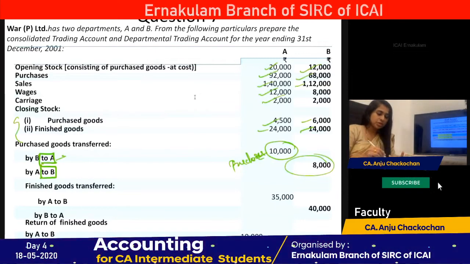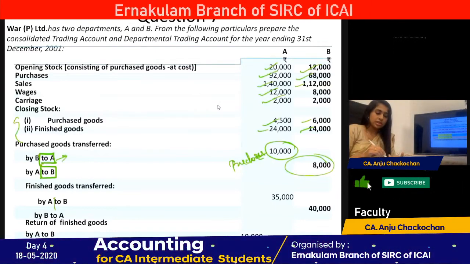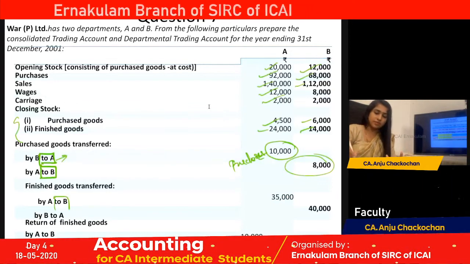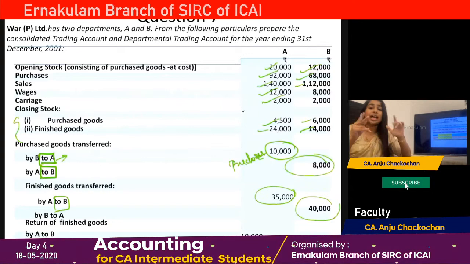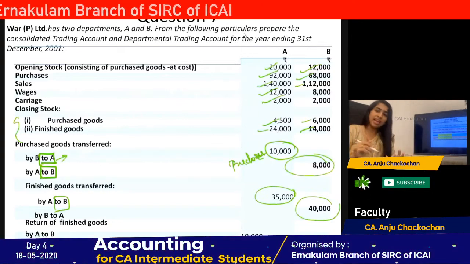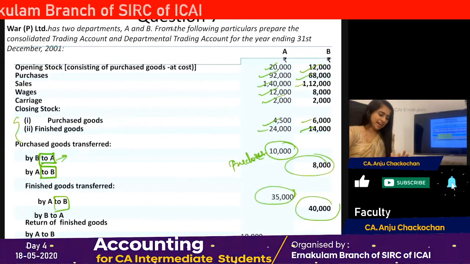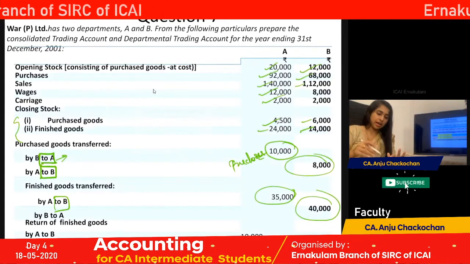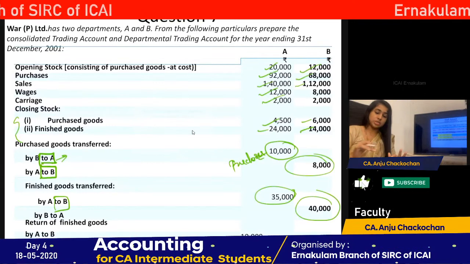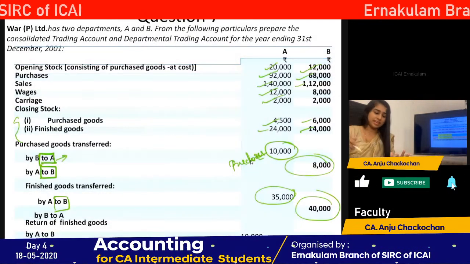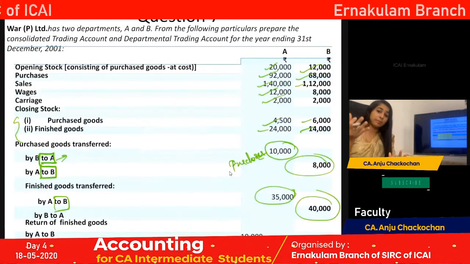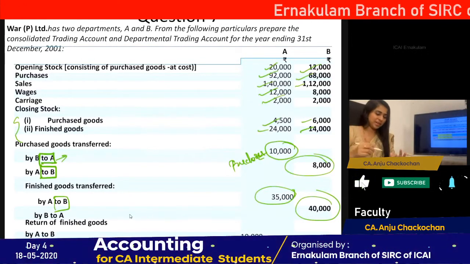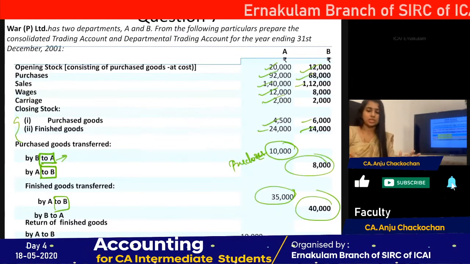All right. Finished goods transferred by A to B, so it is B's purchase. This 35,000 is B's purchase and 40,000 is A's purchase, and the reverse happens. And return of finished goods by A to B is 10,000, and B to A is 7,000. A to B return means B had received those goods, and A has returned those goods. Okay, let's see how we'll crack all these. And B to A is also given.